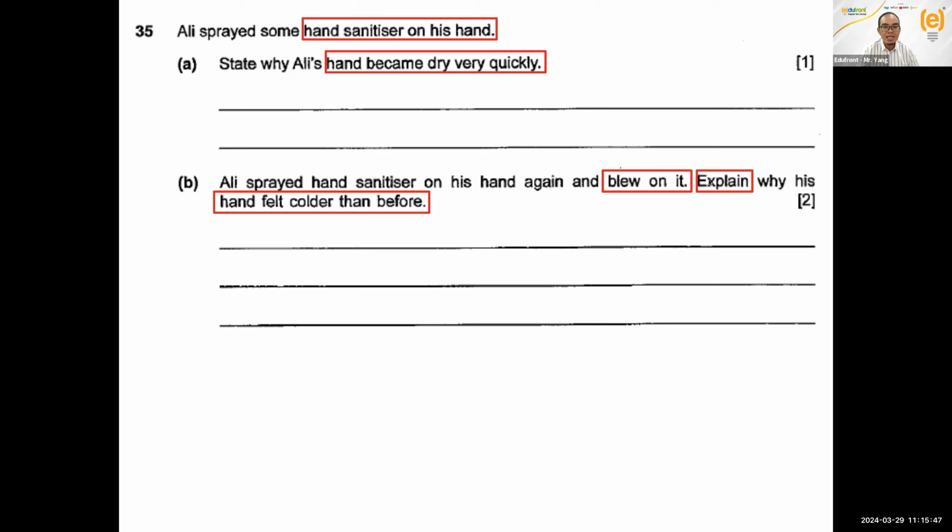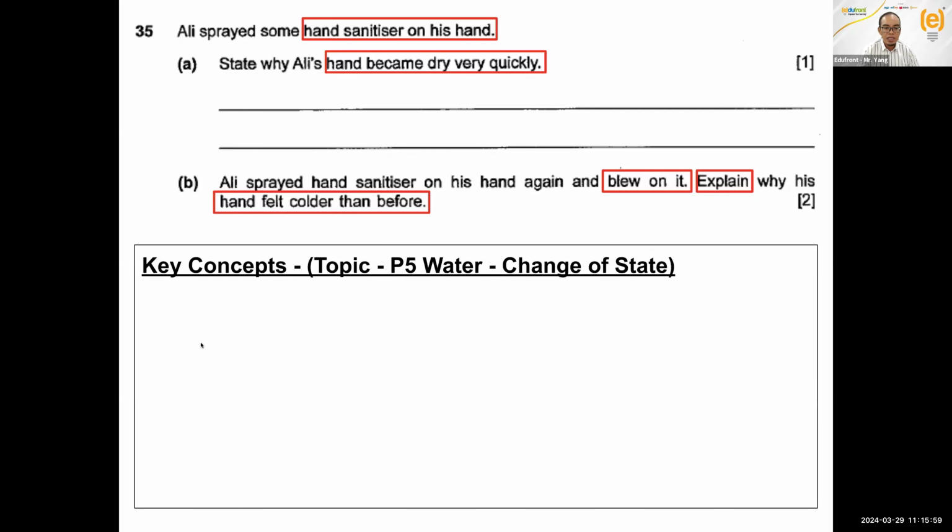You need to insert scientific concept. Okay, so you can see the marks is also a 2-mark question, so your answer must be very elaborate and must be accurate. Okay, so let's talk about the concept itself. What topic? Before you answer the question, you need to ask yourself, what topic are they exactly asking in the question?